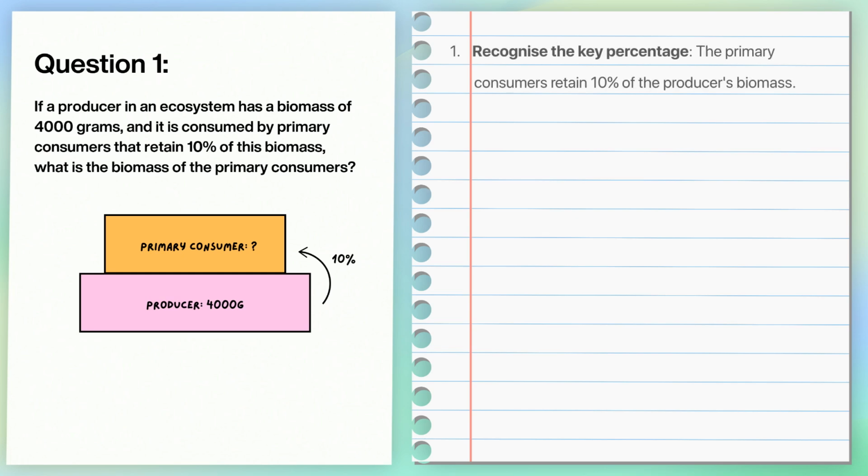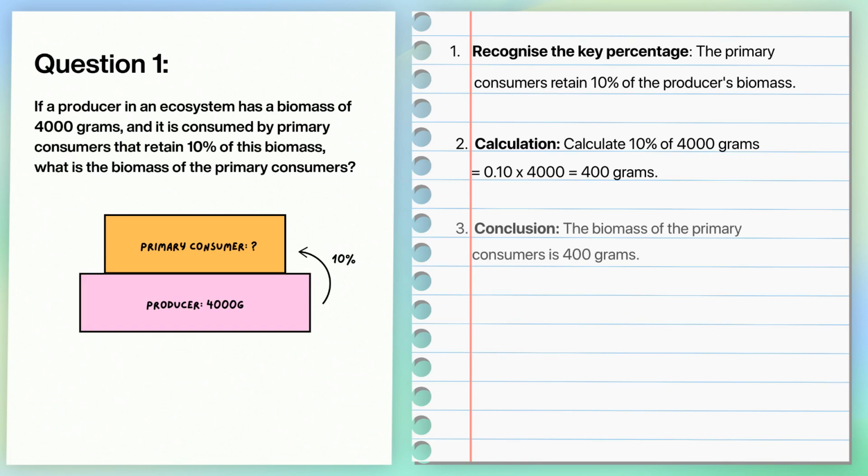Begin by recognizing the key percentage. The primary consumers retain 10% of the producer's biomass. Then calculate 10% of 4,000 grams. This is 0.1 multiplied by 4,000, which is 400 grams. In conclusion, the biomass of the primary consumers is 400 grams. This step-by-step calculation reflects how biomass is significantly reduced as it moves up the trophic levels.